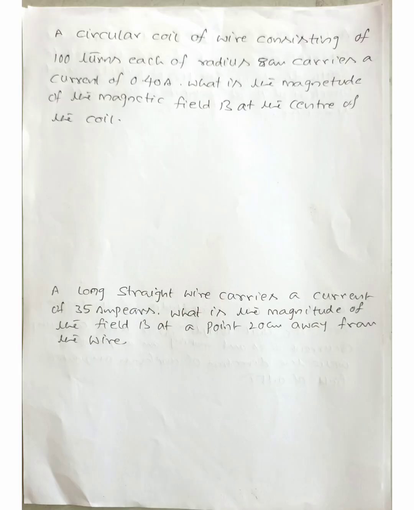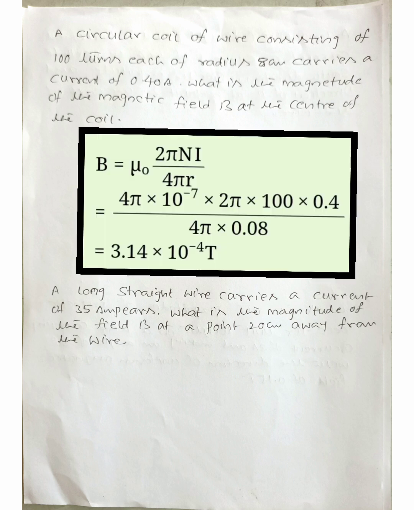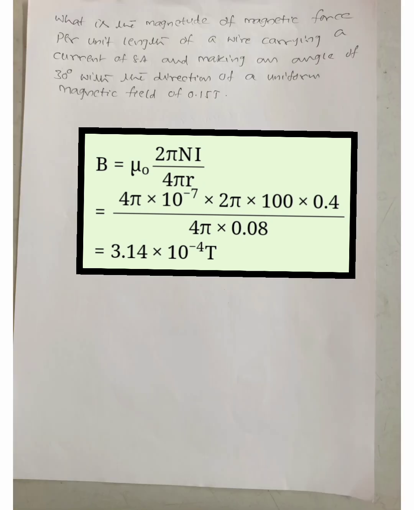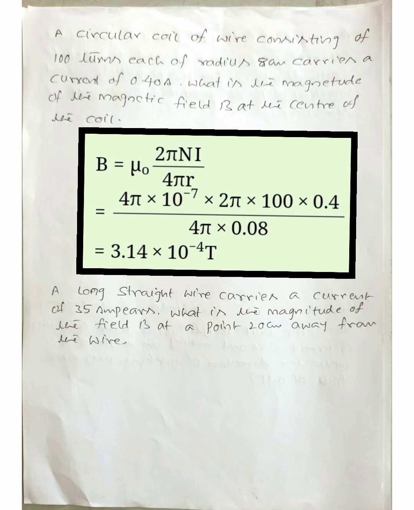A long straight wire carries a current of 35 amperes. What is the magnitude of the field B at the point 20 centimeters away from the wire? As we have already discussed, the formula to be used here is B is equal to mu 0 into 2 pi NI by 4 pi r. On substituting these values here, 4 pi into 10 power minus 7 into 2 pi into 100 times 100 into 0.4 by 4 pi into 0.08. Therefore, B is equal to 3.14 into 10 power minus 4 Tesla.